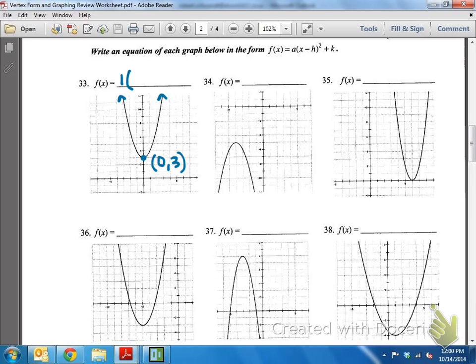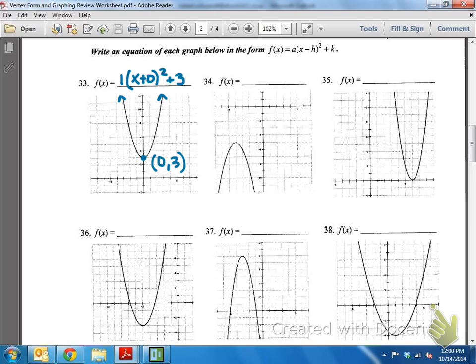Now, obviously, A tells us not only if it's going up or down, but how fat or skinny the graph is. So we're going to go ahead and just look at the fact that we know it's going up, so we know it's going to go positive. So we're not concerned about the value of A, except whether it's positive or negative. All right, so we know it's positive, so we'll put positive 1. Now, the x part of my vertex is 0, so it doesn't matter if I put positive or negative, it's still going to be x plus 0 squared. And then the term that goes on the outside, k, is 3, so we just put plus 3.